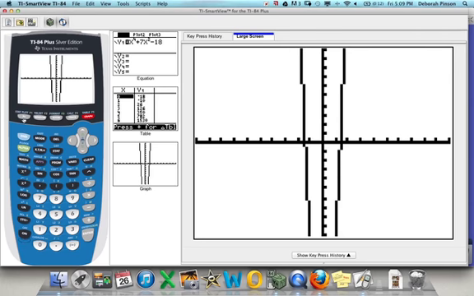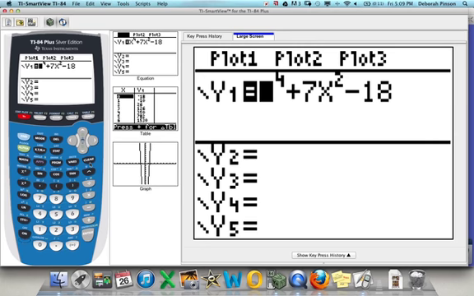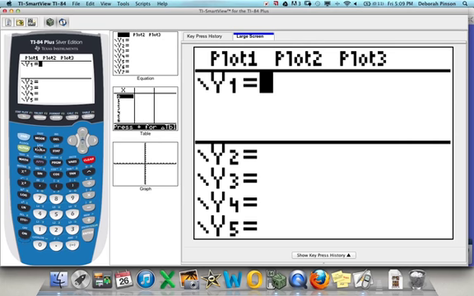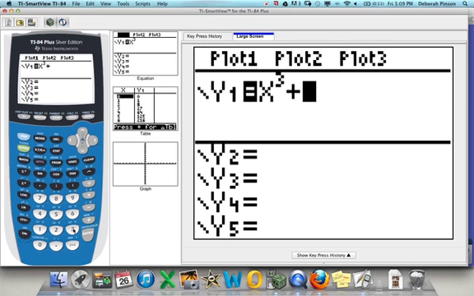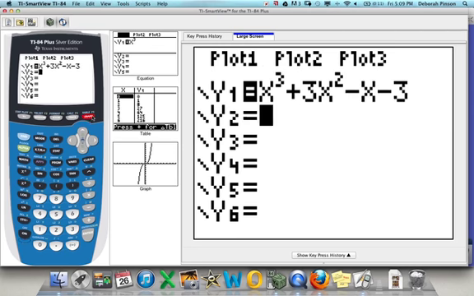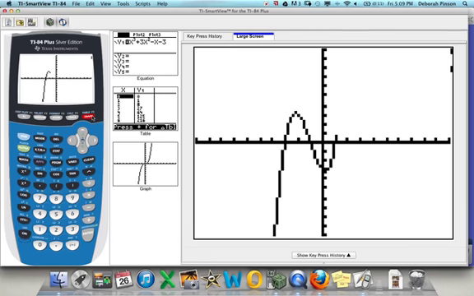Okay, so pulling up my calculator, I'm going to put in my equation, so x to the third plus 3x squared minus x minus 3. Then I'm going to graph this thing. Okay, now when I'm looking at this, I see 3 places where it crosses the x-axis.